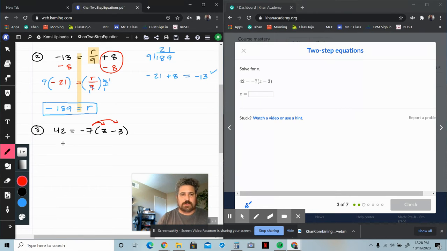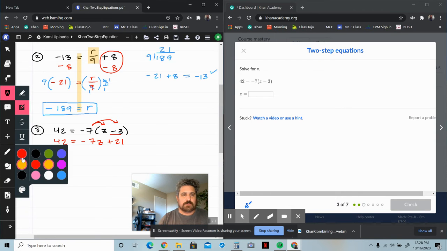And once you distribute, then what you're going to do is you're going to look to get the variable term by itself. So what's negative 7 times z? That's negative 7z. What's negative 7 times a negative 3? That's a positive 21. So really, this is equivalent to 42 is equal to negative 7z plus 21.